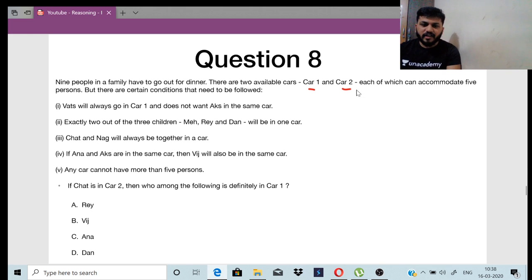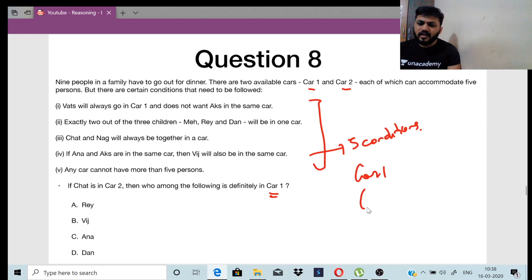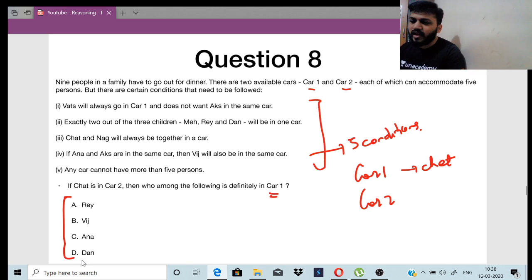So these are the 5 conditions, right? If chat is in car 2, then who among the following is definitely in car 1? Okay, if chat is in car 2, there are only 2 cars, car 1 and car 2. So they have given chat is in car 2. So who is in car 1? Out of these 4 people, who is in car 1? That you guys have to tell. Okay, solve this. Last 2 questions are there. We'll finish it off.